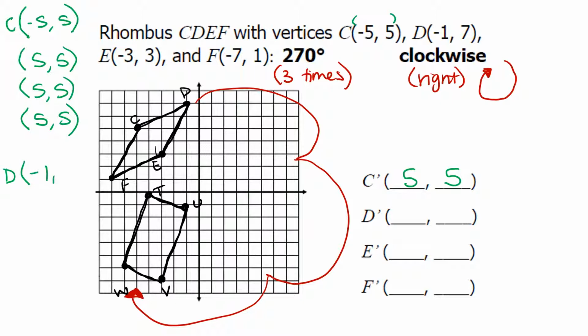For letter D, we're starting at -1, 7. If I turn it 1 time, I end up at 7, 1. 2 times is 1, 7. 3 times is 7, 1. Again, dropping that negative sign.